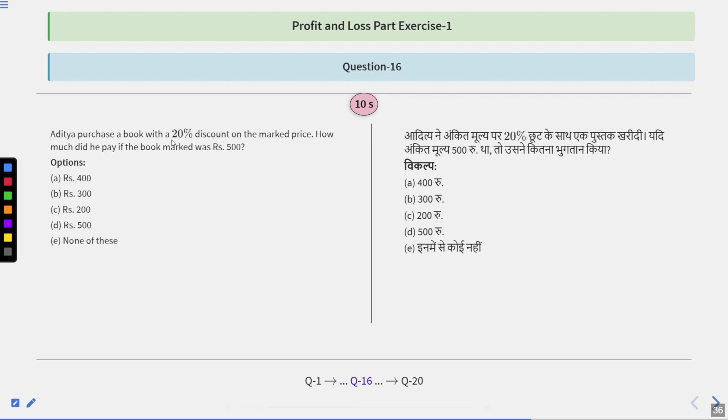Aditya purchased a book with a 20% discount on the marked price. How much did he pay if the book marked was 500 rupees? You have 5 options and 10 seconds to analyze the question. Your time starts now.